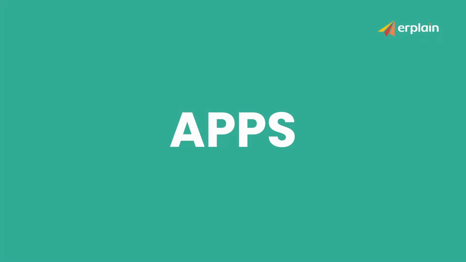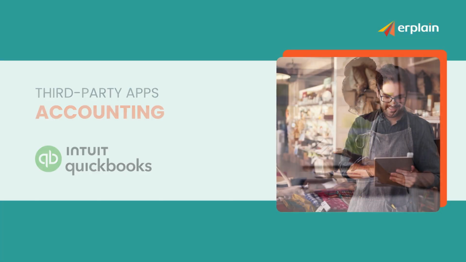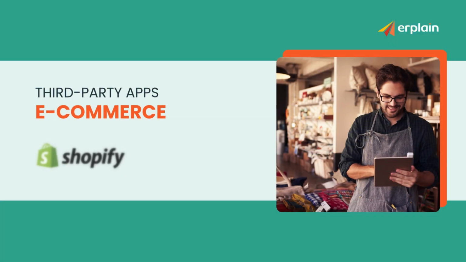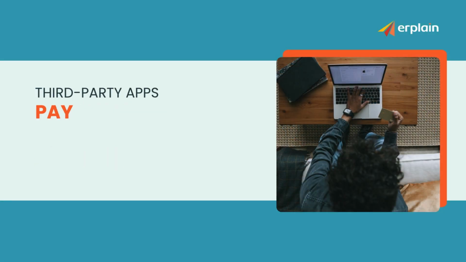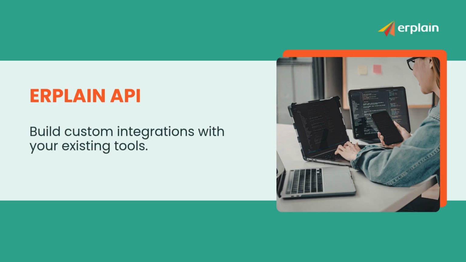Erplain connects with various tools to eliminate duplicate data entry and streamline your operations. For accounting, you can connect to QuickBooks Online. For e-commerce, the native Shopify integration lets you centralize your B2B and B2C sales and track your inventory in real time. For payments, Stripe allows your customers to pay invoices online in just one click. Erplain also provides an open API, allowing you to build custom integrations with your existing tools.